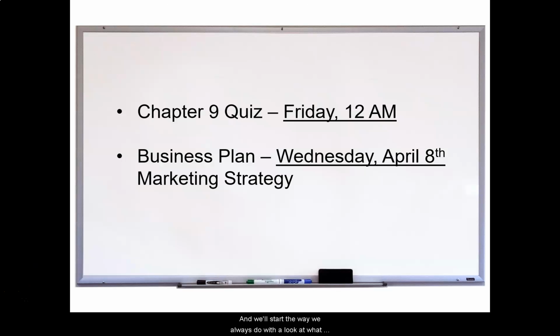And we'll start the way we always do with a look at what we have upcoming. The Chapter 9 quiz is going to be due this Friday at midnight. Obviously, we'll start Chapter 9 today and we'll finish it on Wednesday. And then secondly, the marketing strategy for the business plan is the next interim submission you have due. And that's next Wednesday, April 8th. And, of course, today and Wednesday we'll be going over marketing, so we'll be touching on a number of the things that you'll have to submit.